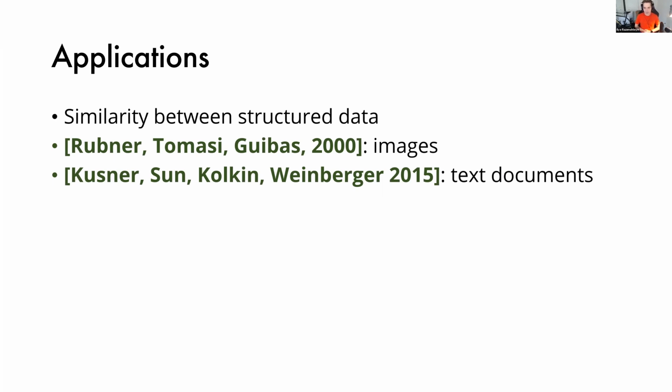But recently there is a new surge of interest in optimal transport. It comes in particular from a paper by Kusner, Sun, Kolkin, and Weinberger, who showed a very cute application of earth mover distance to measure similarity between text documents. Let me talk a little more about it, because this application will be central in this talk.